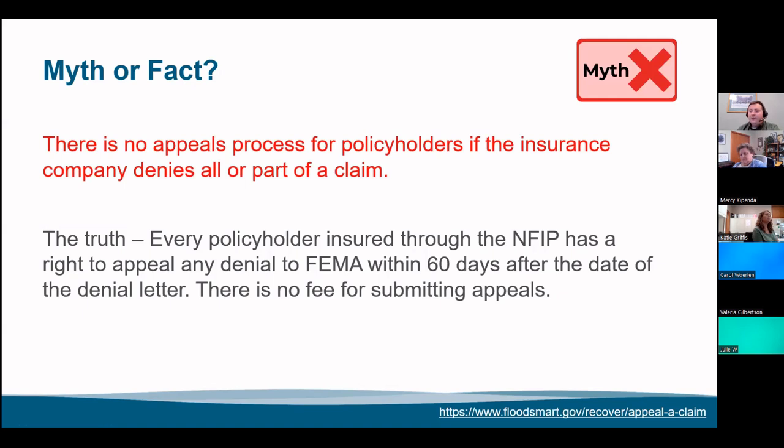Perfect. Yep, there is an appeals process. Every policyholder insured through the NFIP has the right to appeal any denial within 60 days after the date of the denial letter. So whether it's a full denial or just a partial denial of part of their claim, you can submit an appeal within 60 days after the date of receiving that denial letter, and there's no fee for submitting that appeal. And a lot of times they just need more pictures.